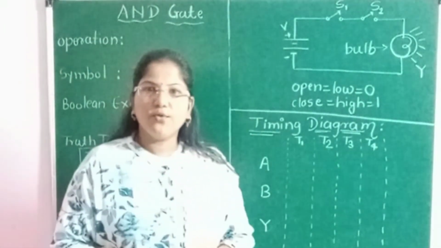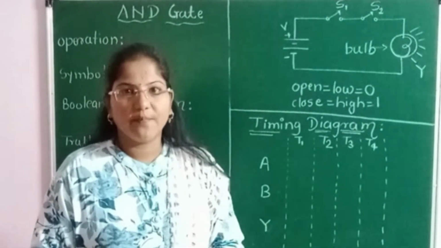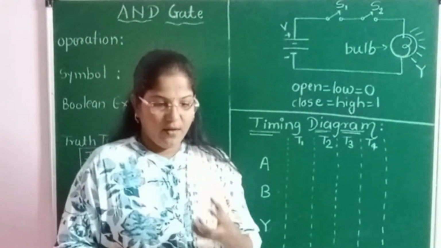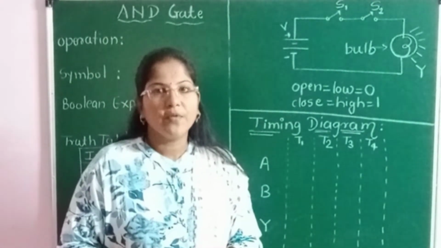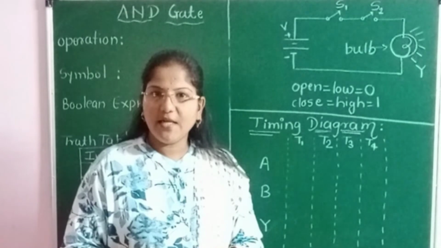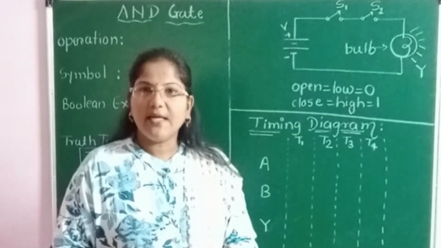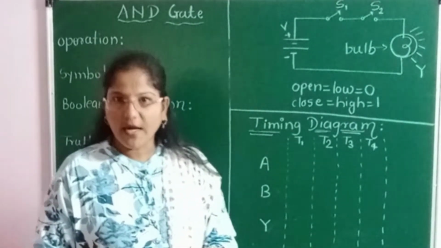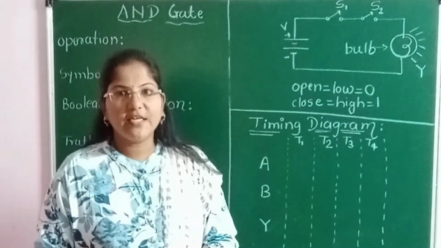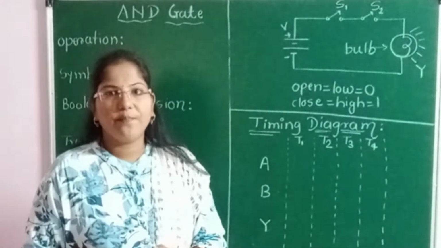But before going into the detail of the AND gate, just let me tell you what is a gate. A gate is a basic building block which is used to design any digital circuit. So if we don't have any gate, we are not able to design any digital circuit. So a gate is a basic building block which may take one or more than one inputs, but always it gives a single output. So today's topic is the AND gate.